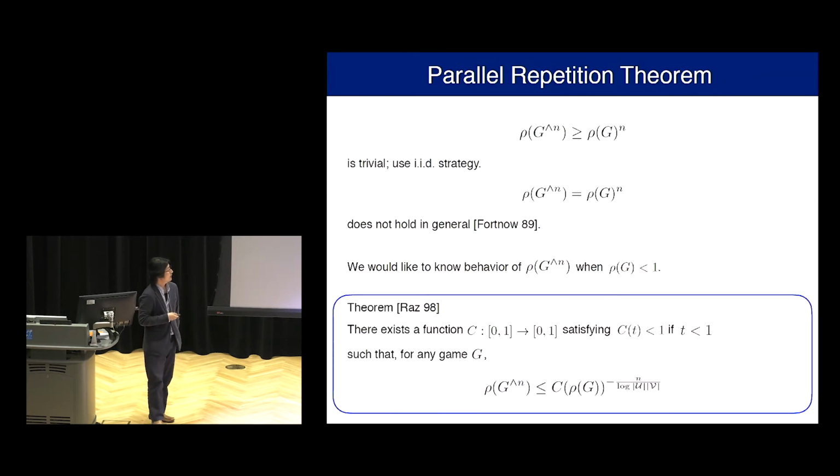In 1998, Raz proved the following. That is, the value of n repetition game converges to 0 exponentially if the value of single game is strictly smaller than 1. So this is a quite simple statement, but it's a very important statement in computer science, and proving this claim is quite difficult. Raz's proof is not that easy.